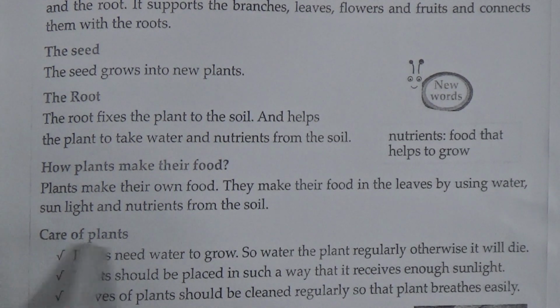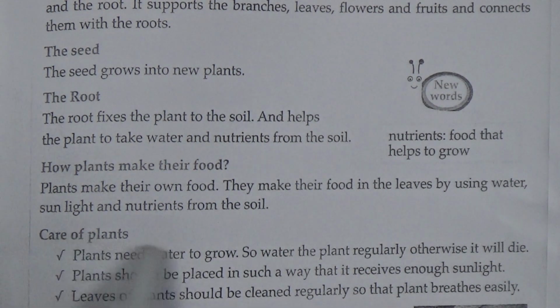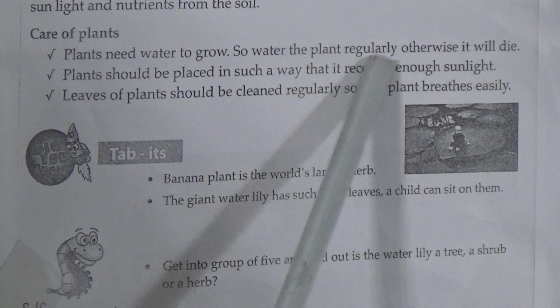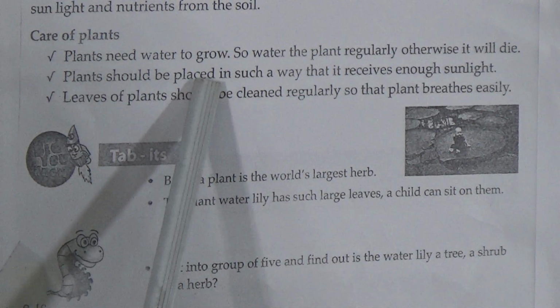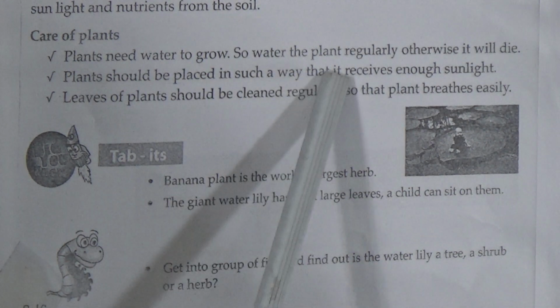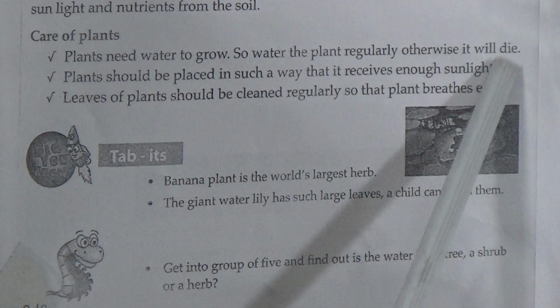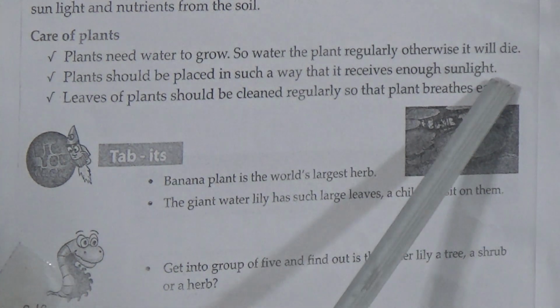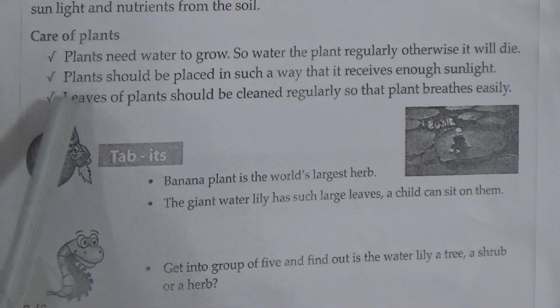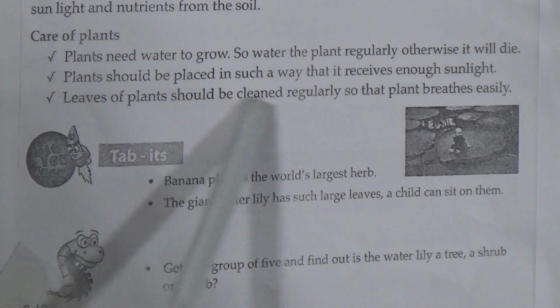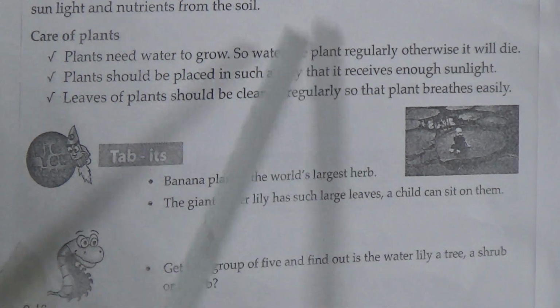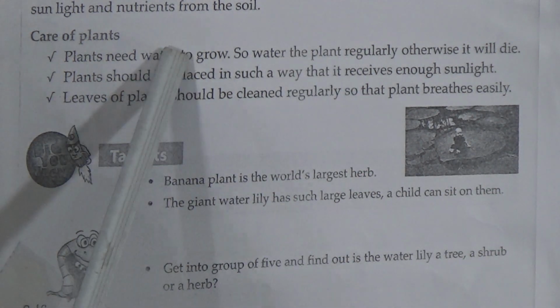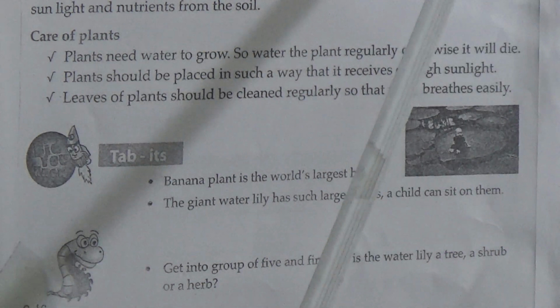Dear students, this is the part on how we care for the plants. Plants need water to grow, so water the plant regularly, otherwise it will die. The next point is plants should be placed in such a way that they receive enough sunlight, because we have read that for making food plants need sunlight. Last one, leaves of the plant should be cleaned regularly so that plants breathe easily. Dear students, you have to remember this point. Now we will go to the next page.